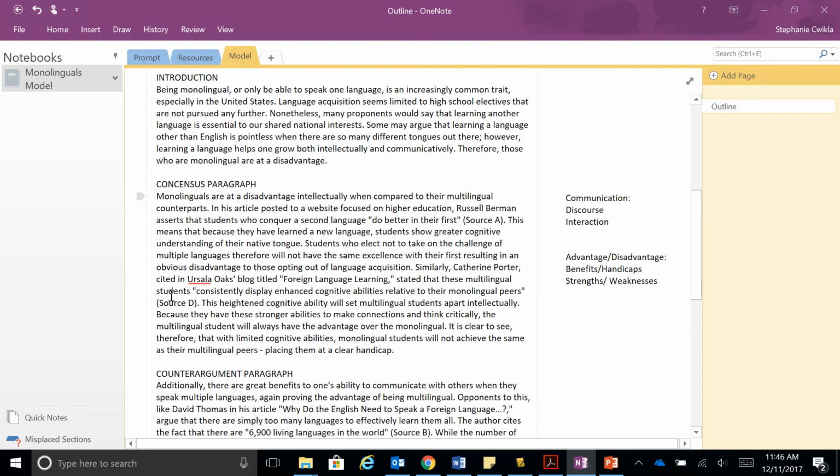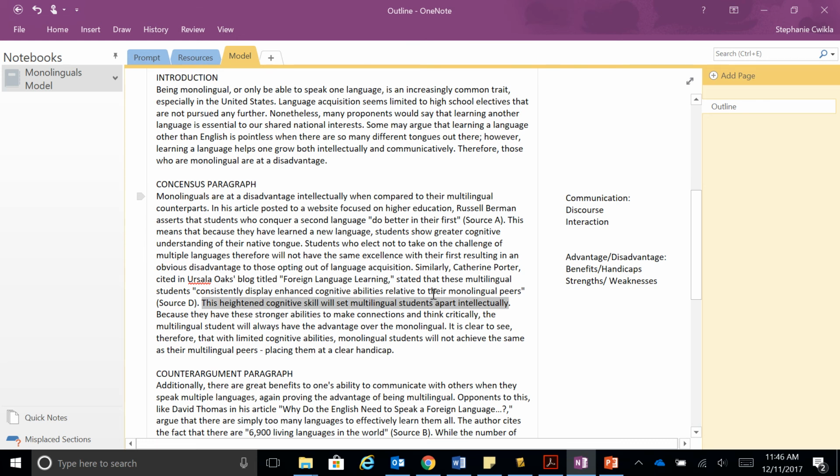Next part says, similarly, Catherine Porter, cited in Ursula Oak's blog titled Foreign Language Learning, stated that these multilingual students consistently display enhanced cognitive abilities relative to their monolingual peers. This heightened cognitive ability, what's a different word for ability maybe? I'll say skill, will set multilingual students apart intellectually. This is an example of really simple analysis. I haven't really said why it's going to set them apart.